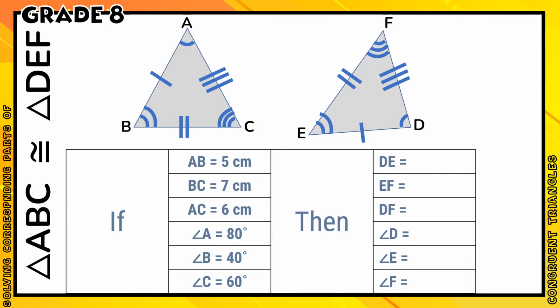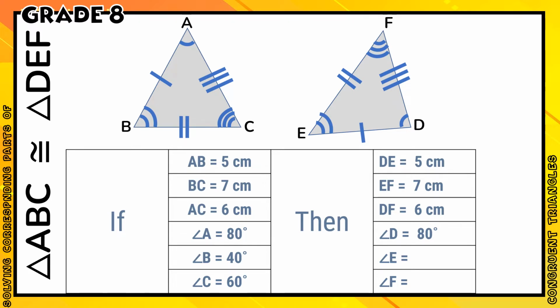If side AB is 5 centimeters, then side DE is also 5 centimeters. If side BC is 7 centimeters, then side EF is also 7 centimeters. Side AC is 6 centimeters, then side DF is also 6 centimeters. If we have here angle A measures 80 degrees, then angle D measures 80 degrees.